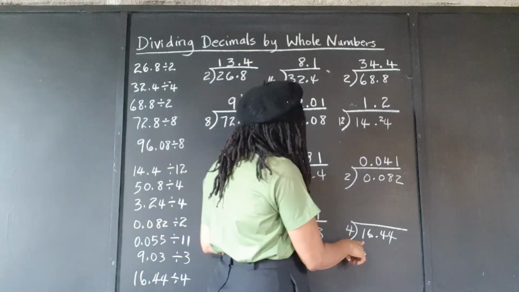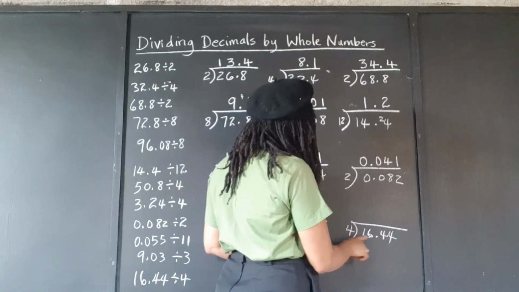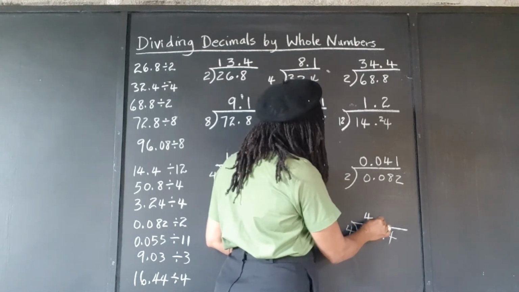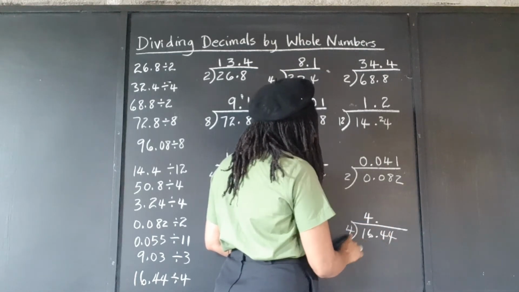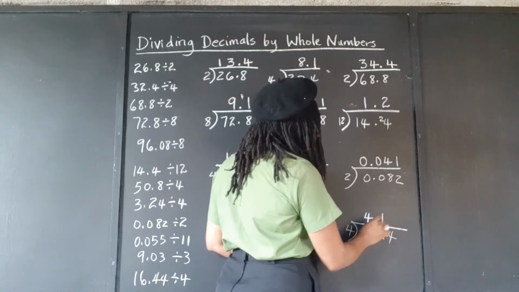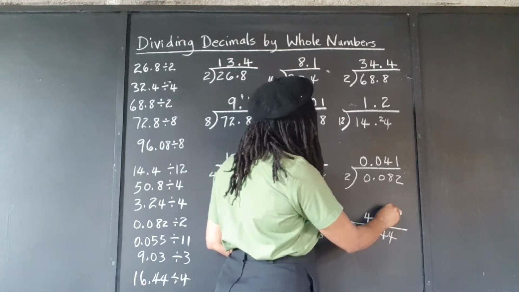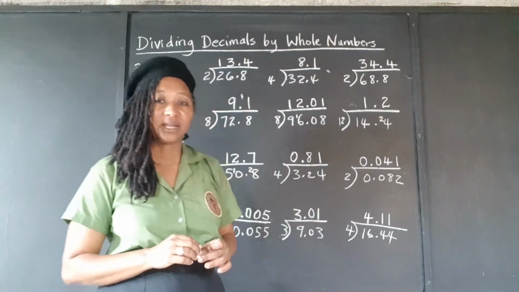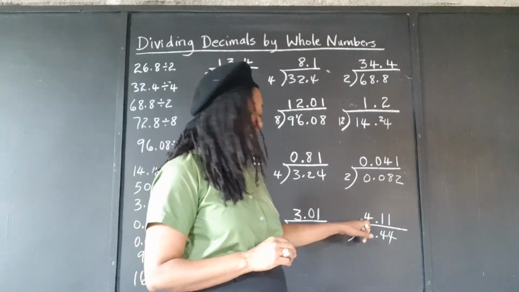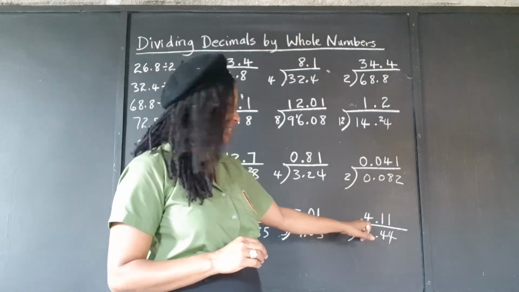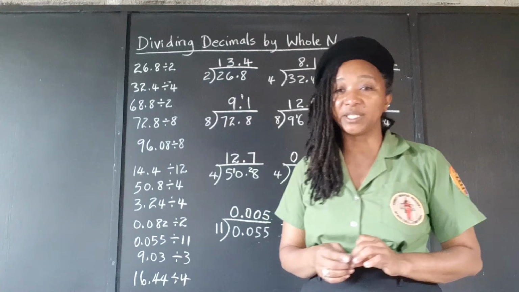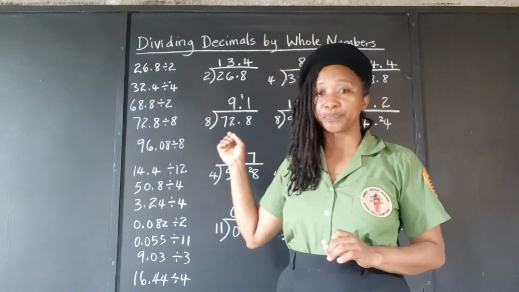Alright, finally we have 16.44 and we're dividing by 4. So 4 cannot go into 1. 4 goes into 16 4 times. Put back your decimal point there. 4 goes into 4 once, and 4 goes into 4 once. 16.44 divided by 4 gives a quotient of 4.11.